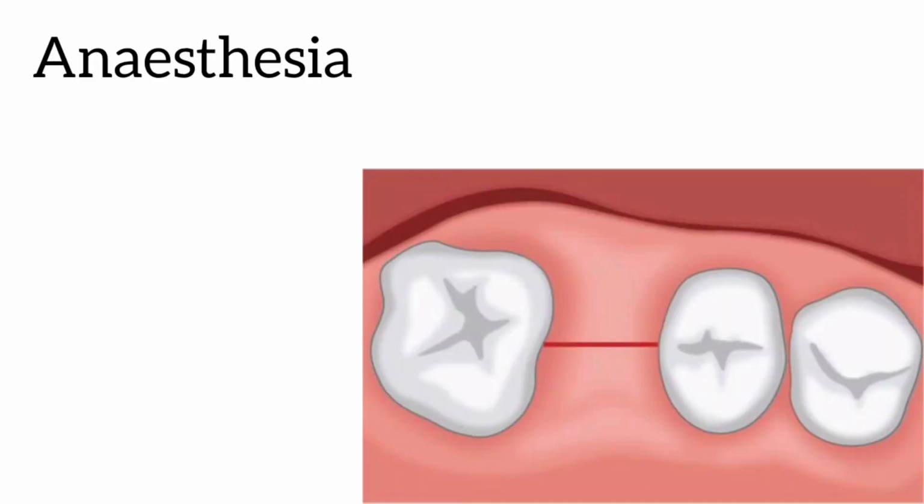Then we come to anesthesia. If the implant is to be placed in the maxilla, infiltration anesthesia suffices. If it is in the mandible, then inferior alveolar nerve block anesthesia is administered. If full arch implants are to be placed or concomitant procedures like sinus lift procedure is to be performed, intravenous sedation along with local anesthesia is preferred.